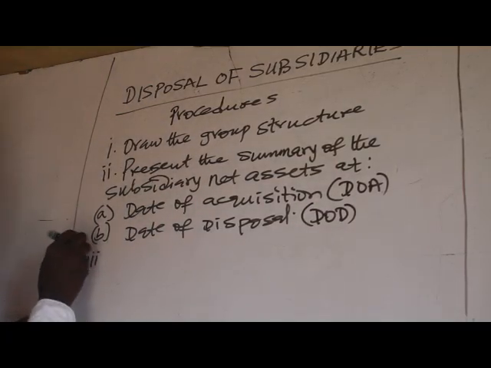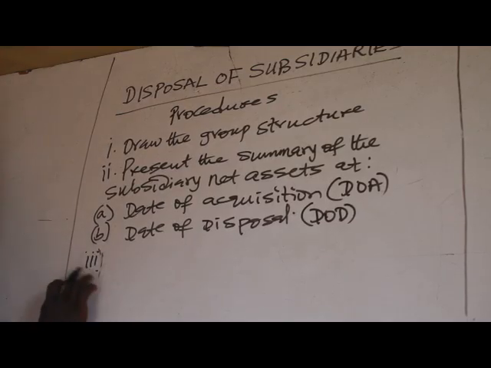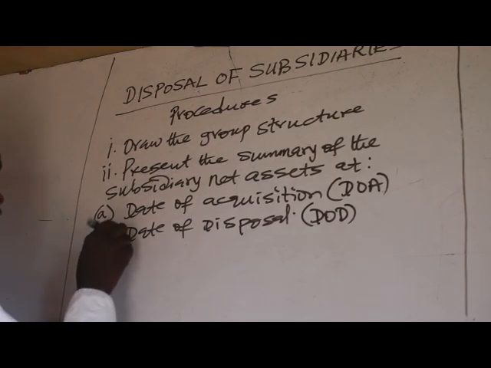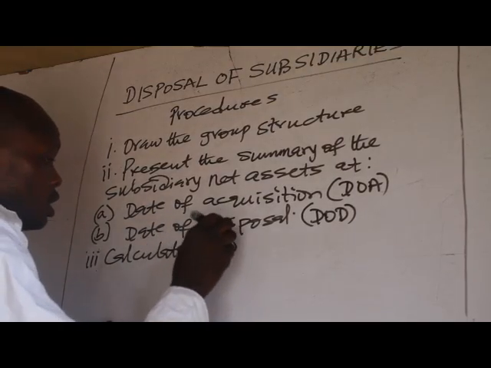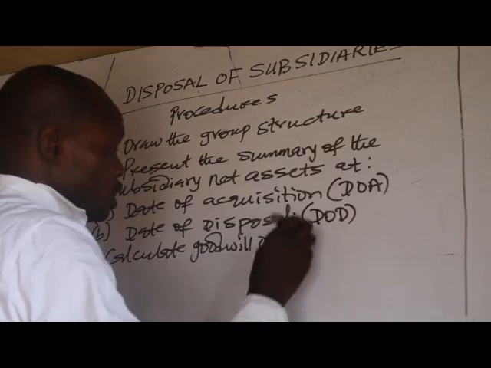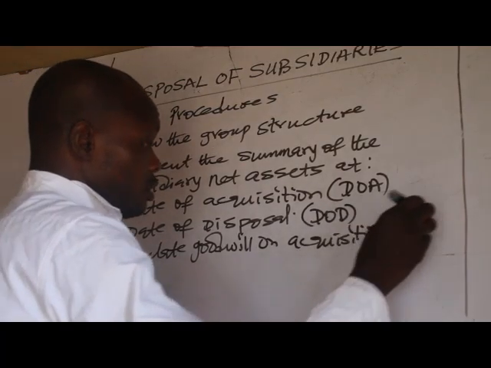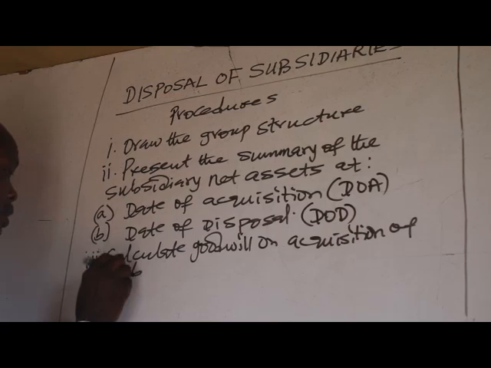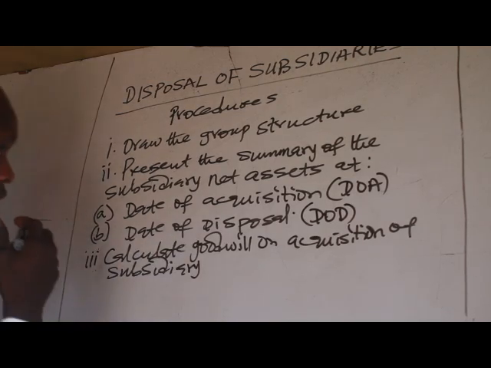Step 3 is to calculate goodwill on acquisition of the subsidiary.